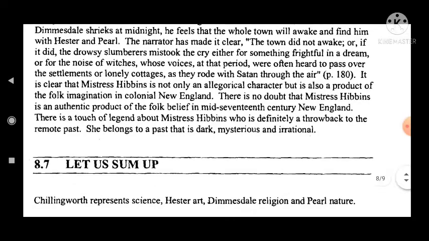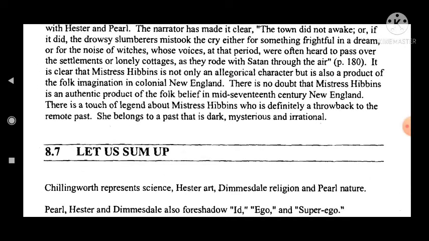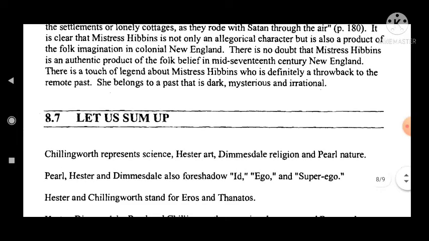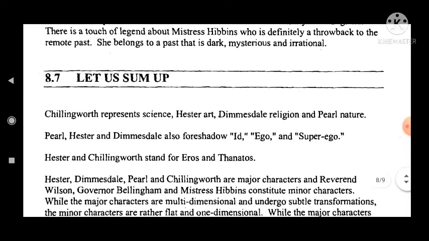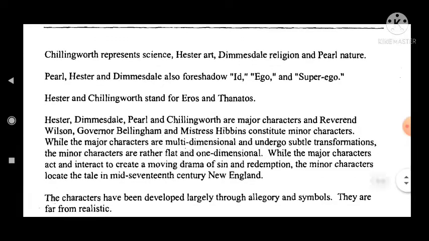There is no doubt that Mistress Hibbins is an authentic product of the folk belief in mid-17th century New England. There is a touch of legend about Mistress Hibbins, who is definitely a throwback to the remote past. She belongs to a past that is dark, mysterious and irrational. Then let us sum up.